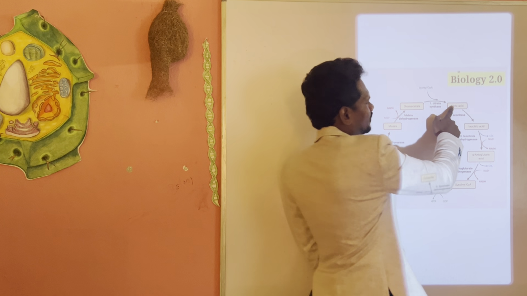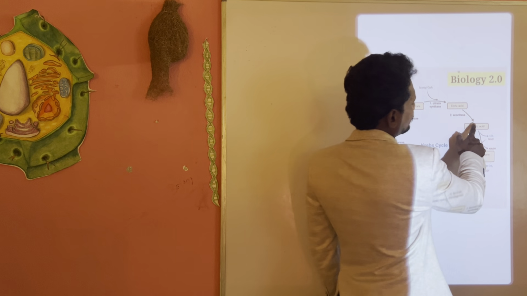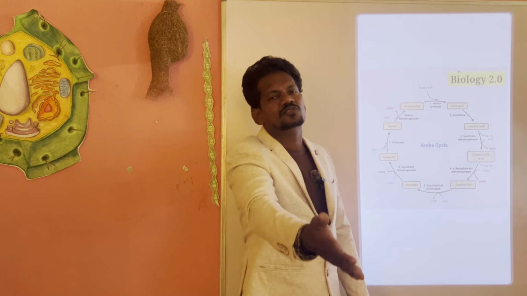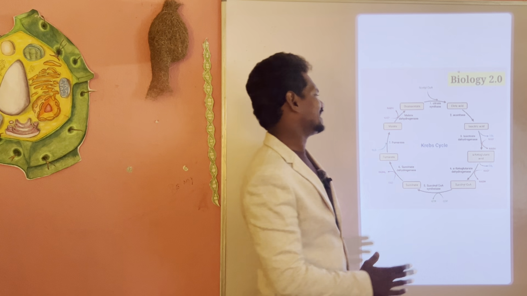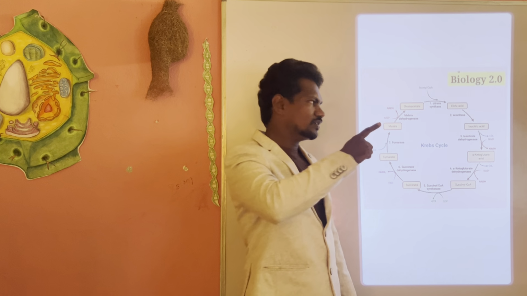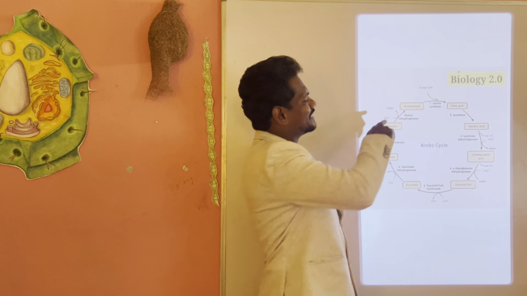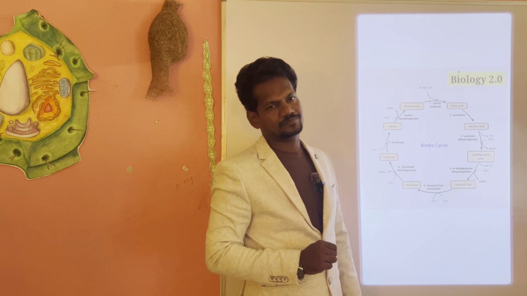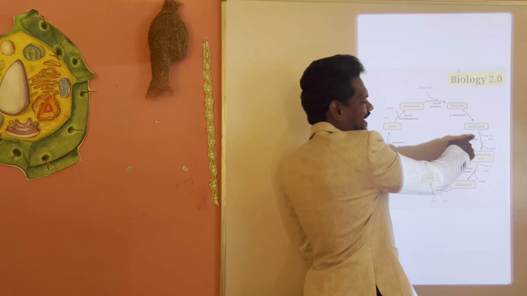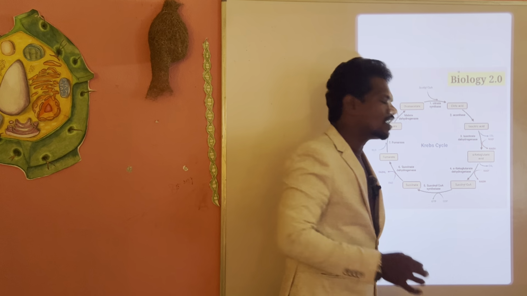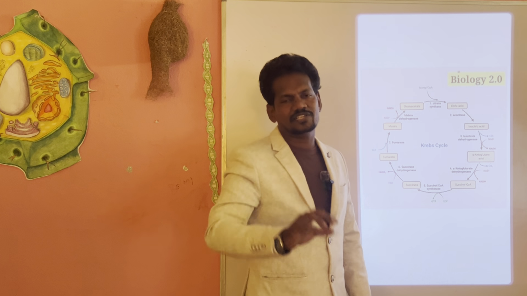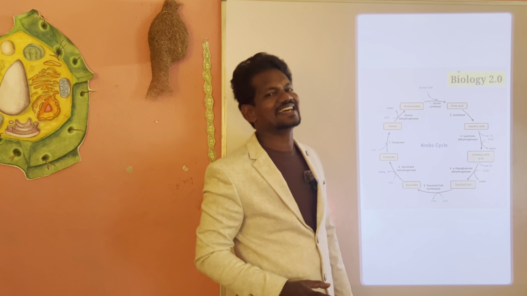In the next step, citric acid is converted into isocitric acid. Here the second enzyme is involved, called aconitase. First is citrate synthetase, second is aconitase. Then in the third step, isocitric acid is converted into alpha ketoglutaric acid.